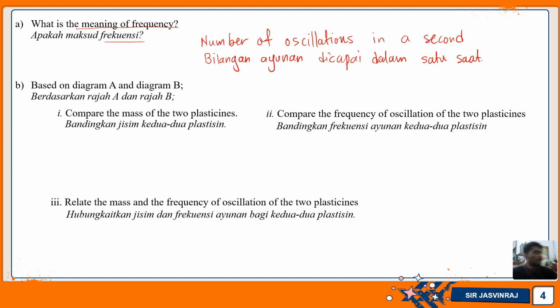Right, easy. Now, moving on. Based on diagram A and diagram B, compare the mass of the two plasticine.